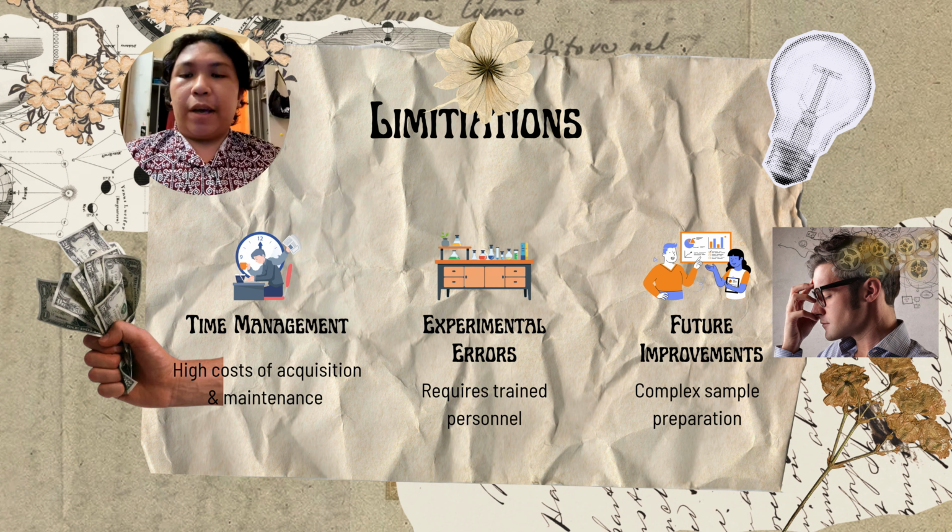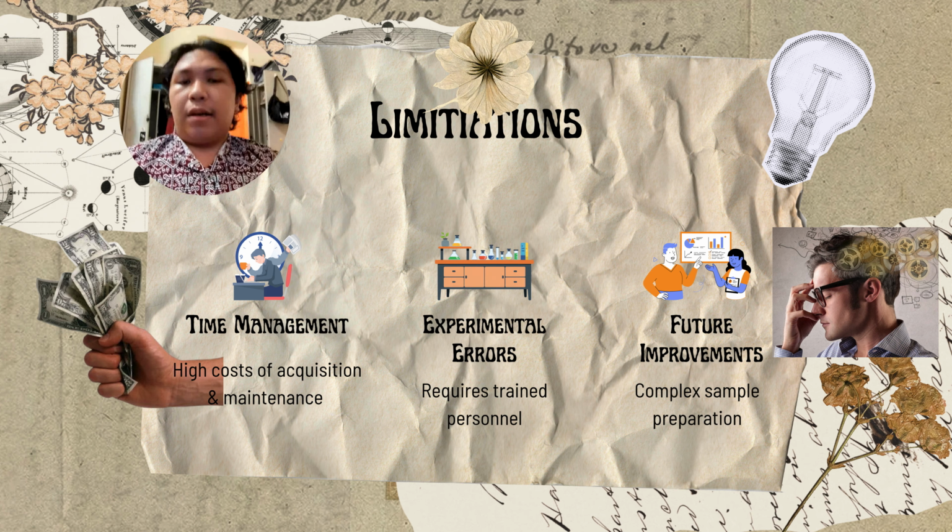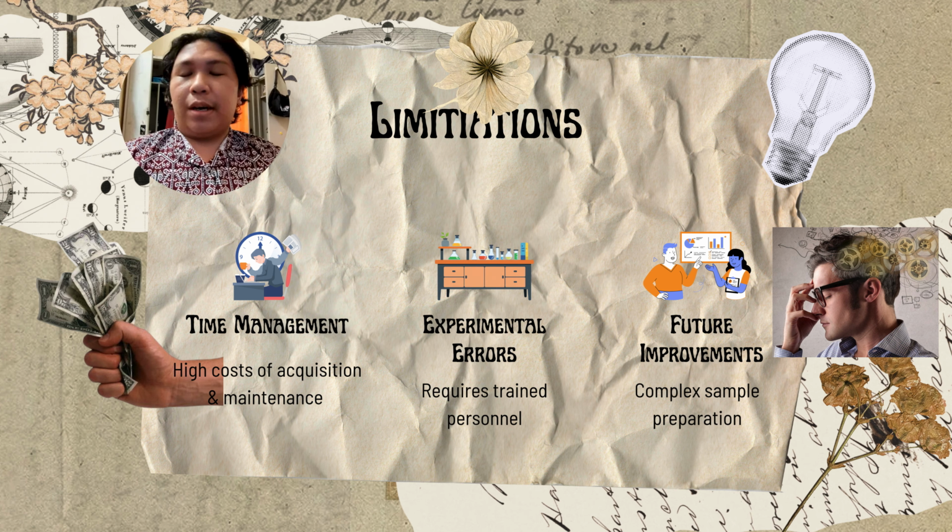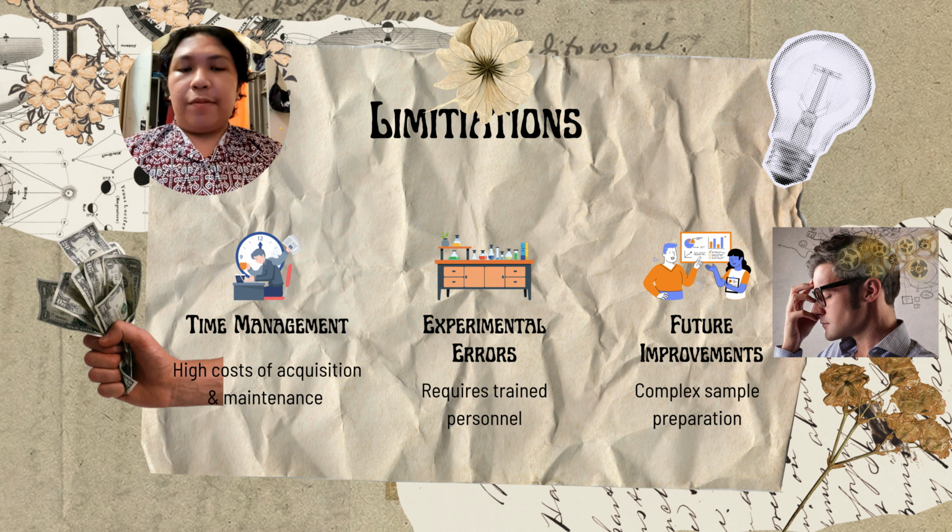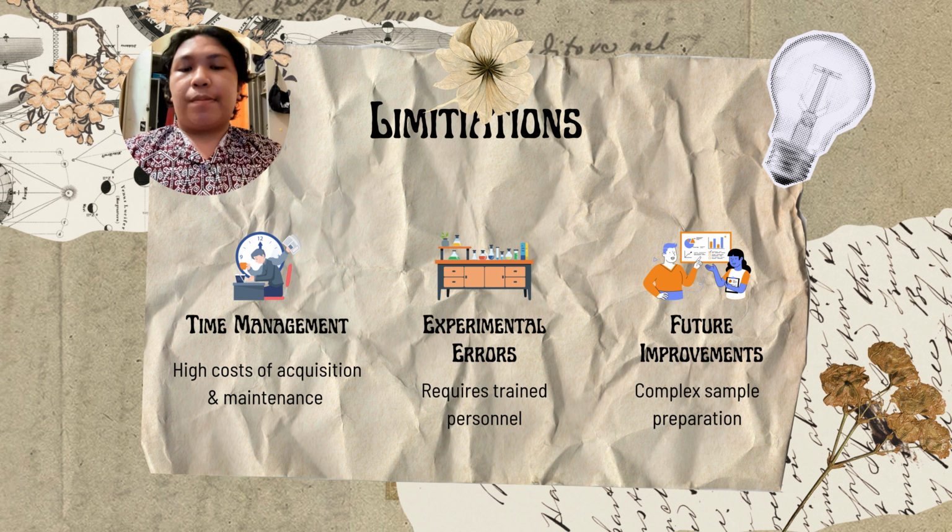For the limitations, we have three limitations. For the first one, we have time management. As for time management, we have the high cost of acquisition and maintenance for the electron microscope to be detailed and not have any failure. For experimental errors, we require trained personnel to guide the user to use the microscope in the correct way. And for future improvement, we have complex sample preparation.